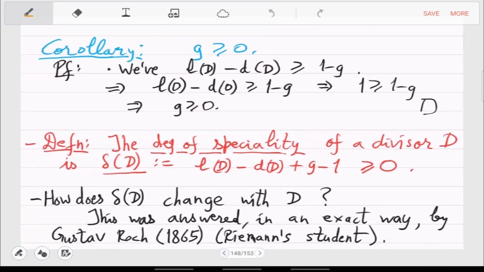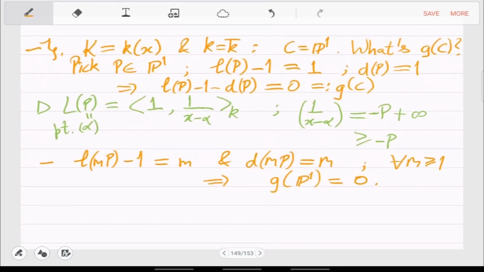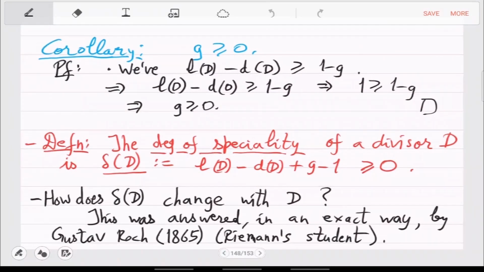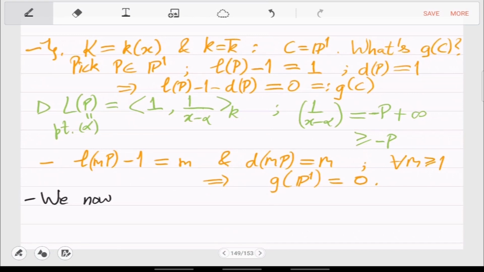So what we will do next is, as promised, we will now do Gustav Roch's extension of Riemann's theorem. Which is to explain this degree of speciality, right? For every divisor D, what is a good interpretation of delta D? Why is it that LD minus 1 minus degree plus G is not 0? Why is it positive? So what is the explanation for that? So we now prove Roch's theorem.